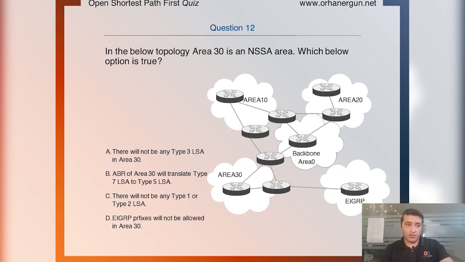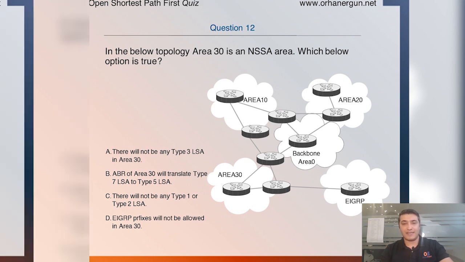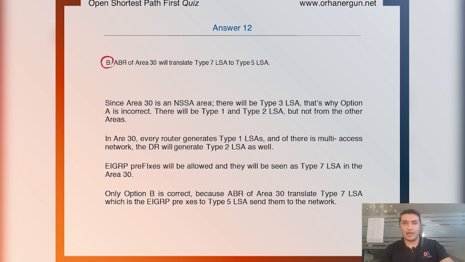The ABR of area 30 will translate type 7 LSA to type 5 LSA. Yes. Will there be any type 7? Yes, because we have EIGRP connected to area 30, which is NSSA. Those EIGRP prefixes will be seen as type 7 inside area 30, which is NSSA. And this ABR will translate 7 to 5 and send into the rest of the network as type 5. So 7 to 5 translation, type 5 in the other places, but inside area 30, those prefixes are type 7.